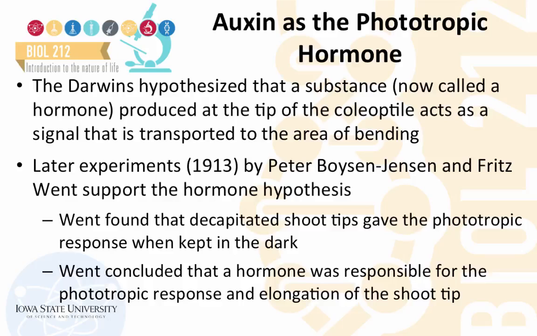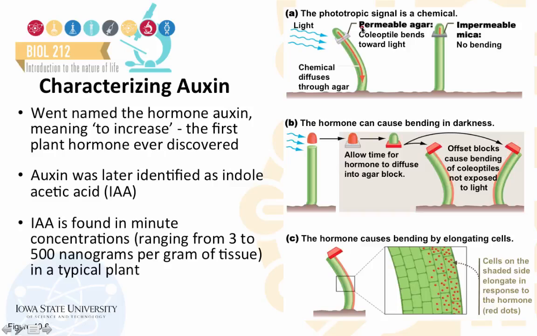Later experiments in 1913 by Peter Boysen-Jensen and Fritz Wendt supported the hormone hypothesis. Wendt found that decapitated shoot tips gave the phototropic response even when kept in the dark. This observation led him to conclude that a hormone was responsible for the phototropic response and elongation of the shoot tip. Wendt used decapitated coleoptiles for his experiments.